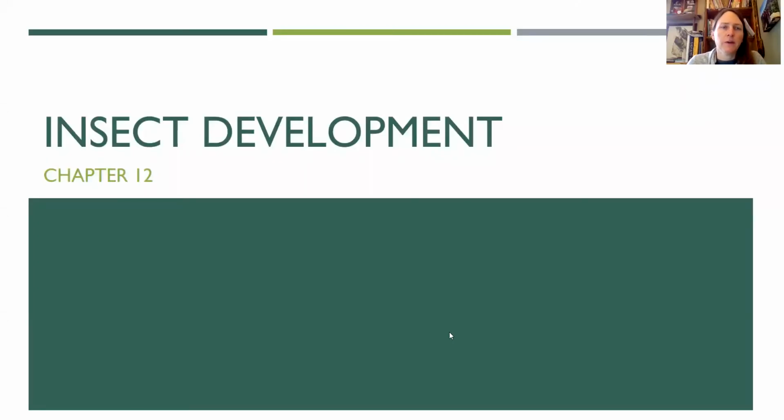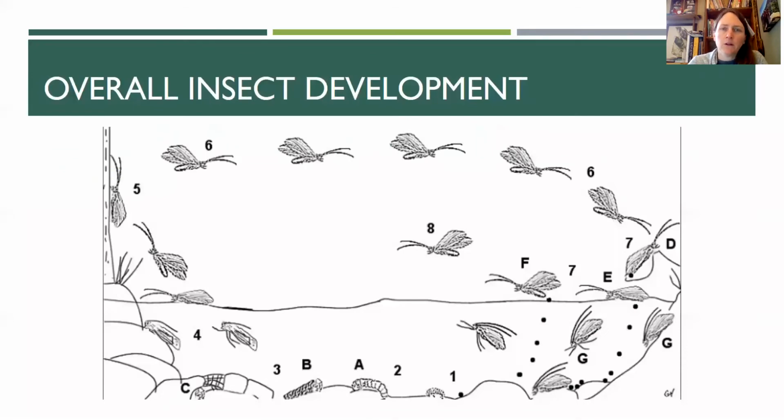All right, so today we're going to talk about insect development, which is chapter 12. And overall, this shows for a caddisfly the different places that an insect might lay eggs. So on vegetation near the water, on the surface of the water, just below the water, dropping to the bottom, down on the substrate. You might have adults flying underwater to lay their eggs, emerging again and laying eggs elsewhere, or maybe just making one trip underwater.